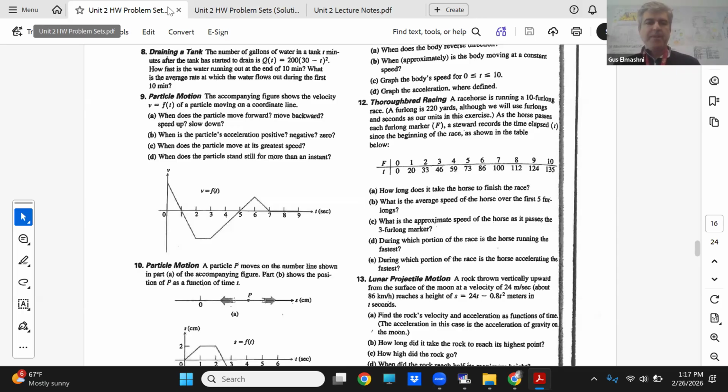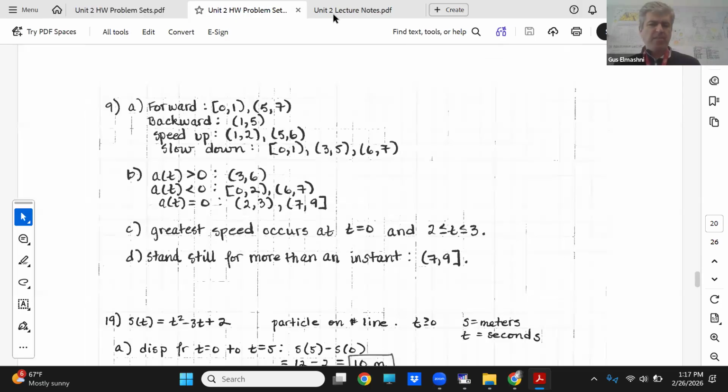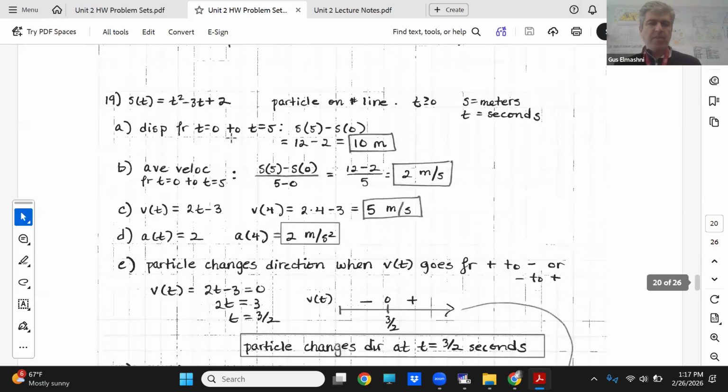So fine. And then the last one was 19. Okay, so for 19, you have an equation. There's your equation.